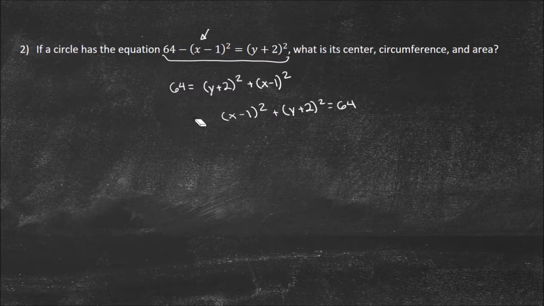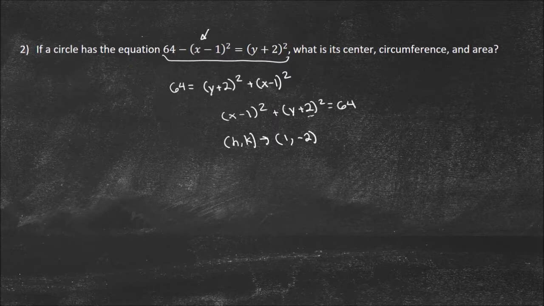So what is its center? Well, that's the easy one. The center is at (h, k), and knowing the formula of a circle, it's x minus h, so it's x minus 1, so h must be 1. And then now we have y plus 2. Well, the formula calls for y minus k, so if y minus k equals positive 2 right there, then k must be -2.